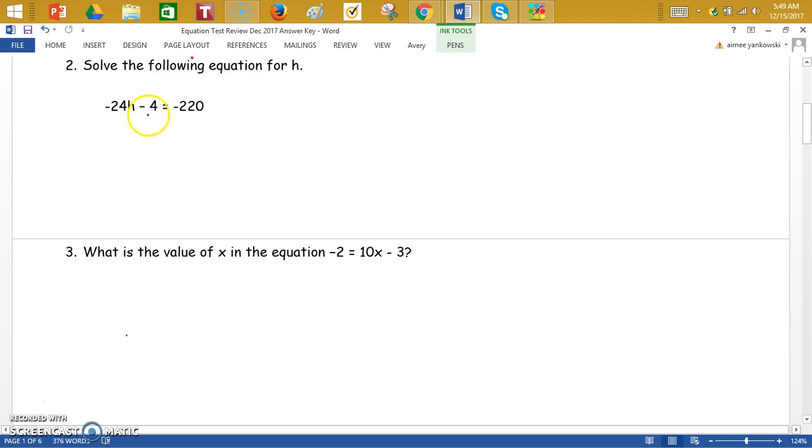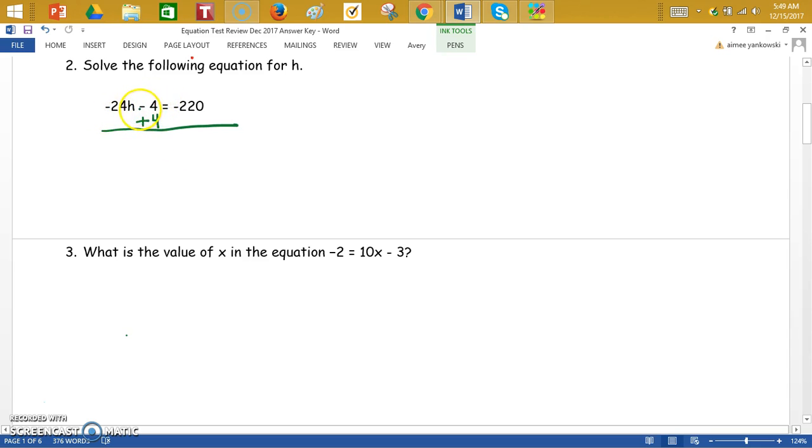My first step is to move this constant, the number without an h attached, over to the right-hand side of that equal sign. So my first step is to undo this subtraction. What's the opposite of subtraction? The opposite of subtraction is addition. So I'll add 4. The reason I'm adding 4 to the left-hand side is because minus 4 plus 4 will zero out. Then I'll have a simpler equation to solve.